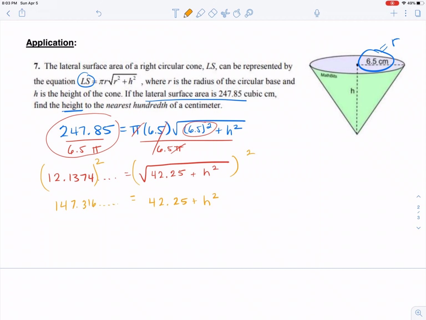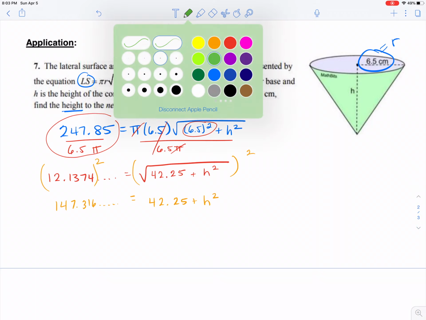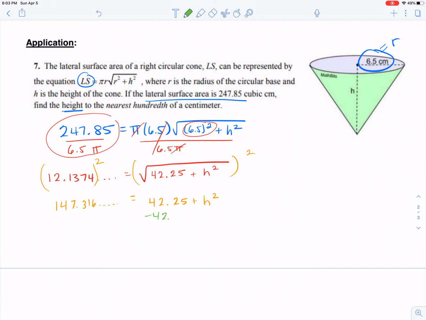And I got 147.316... And then after that, I could subtract both sides by the 42.25.